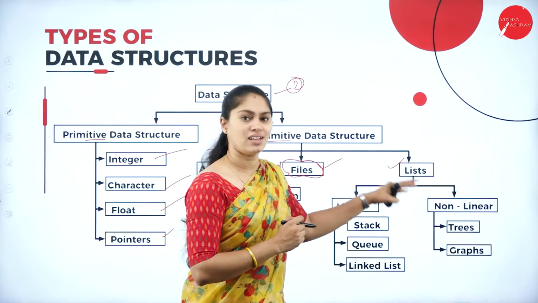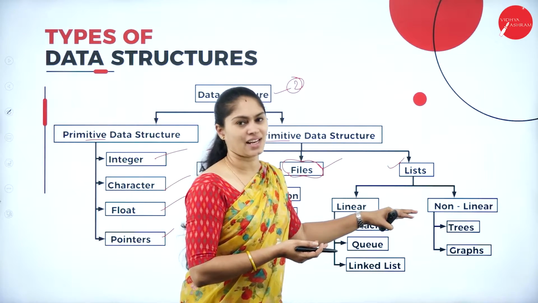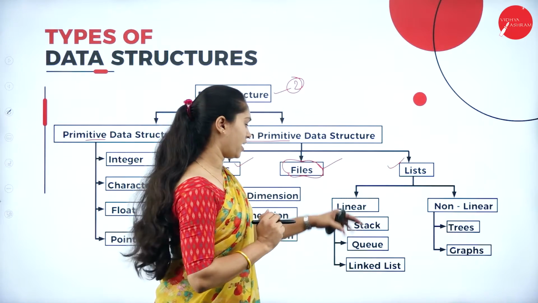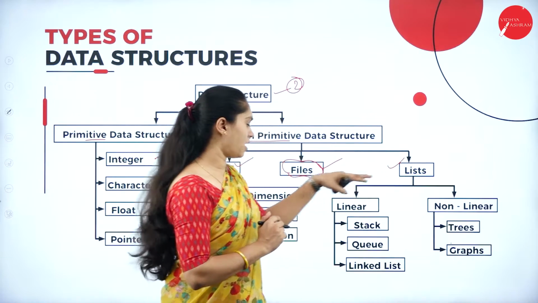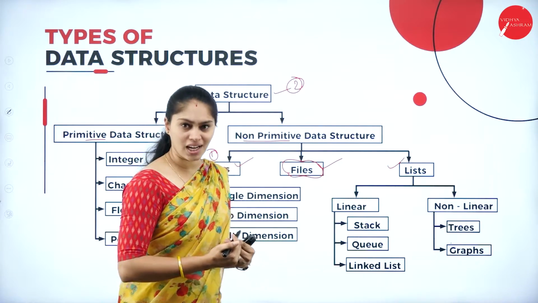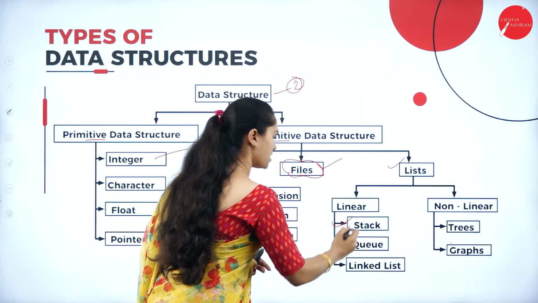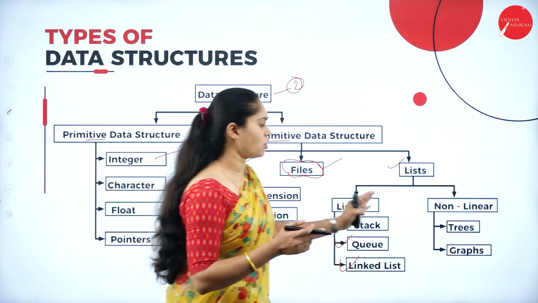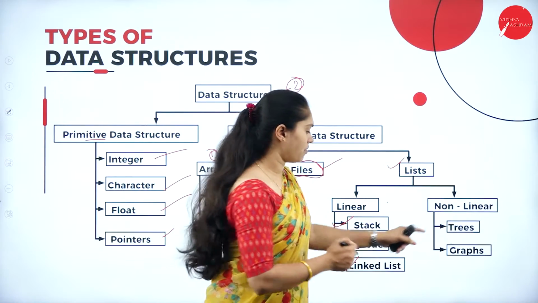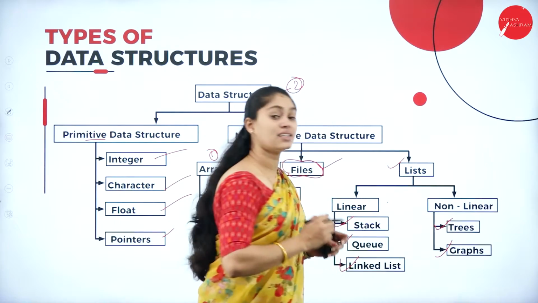And also we have a list. Again, this list has been classified into two types: one is linear list and another is non-linear list. When it comes to the linear, again we have three important data structures, that is stack, queue, as well as linked list. When it comes to the non-linear data structure, there we have trees as well as graphs.